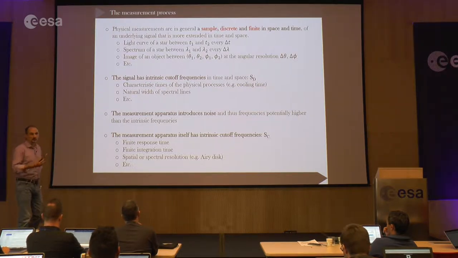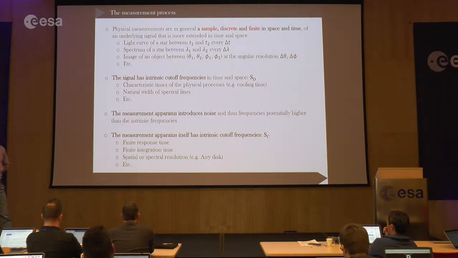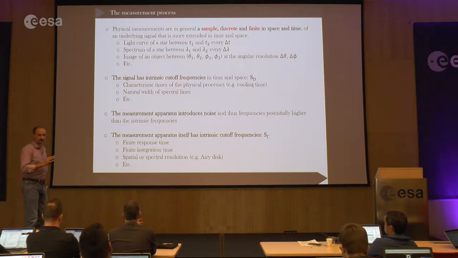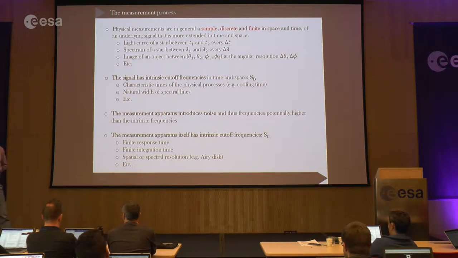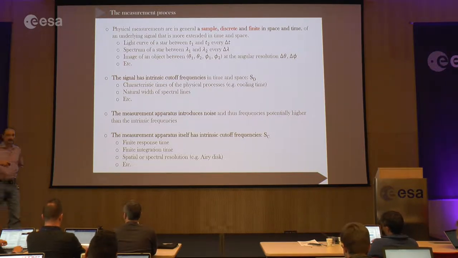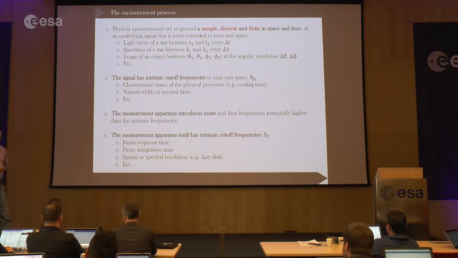So if you're considering time, in many cases you will have a limit somewhere in your signal, a physical limit. Your measurement apparatus always introduces noise, and thus frequencies that are potentially higher than the intrinsic frequencies of your signal. You may also have very high frequencies in your signal, but it's very often the case that if you have a smooth, for example, spectral line, your measurement chain will introduce noise that has higher frequencies than the width of your spectral line, like read noise, for example, from a camera.